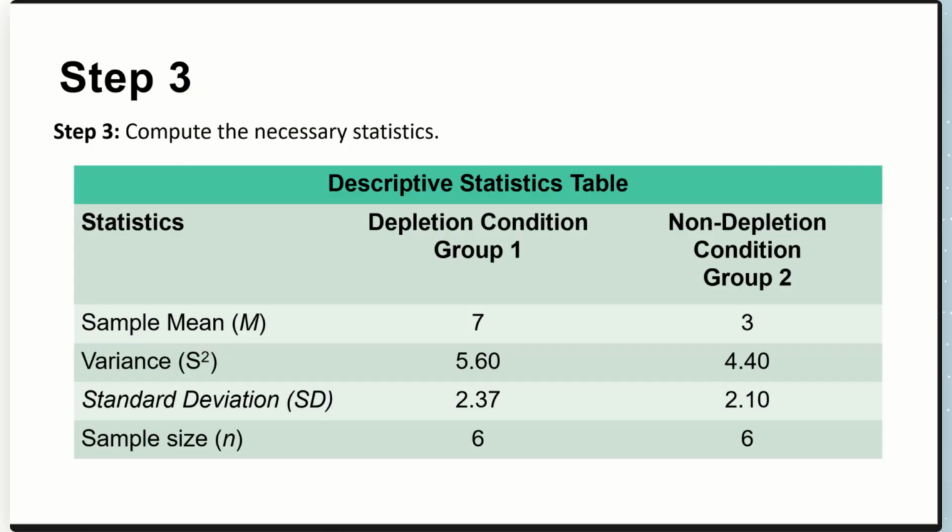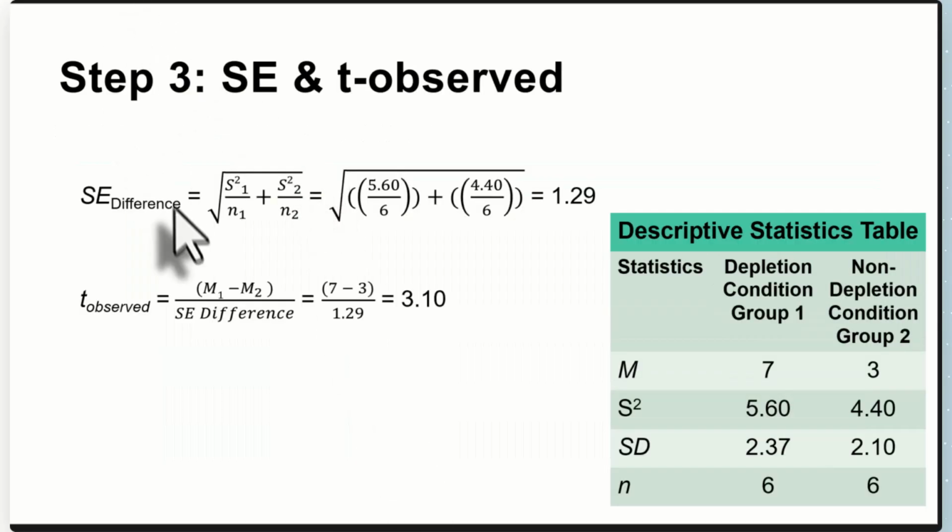We've computed the mean, the variance, standard deviation, sample size. We've also computed the degrees of freedom total, which is not included in this table. Now we can move on to the next part of step 3, which is about computing standard error difference and t observed. So the standard error difference is we're taking the square root of the variance for group 1 divided by the sample size of group 1 plus the variance for group 2 divided by the sample size for group 2.